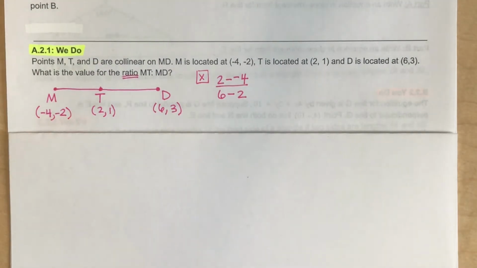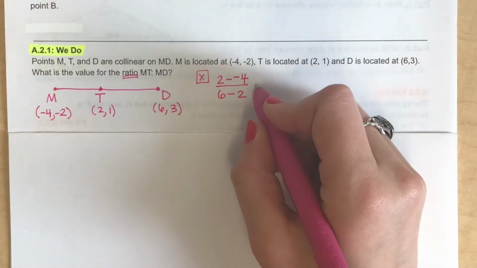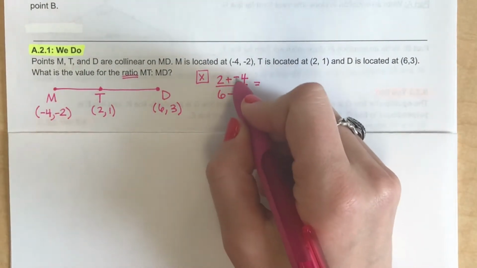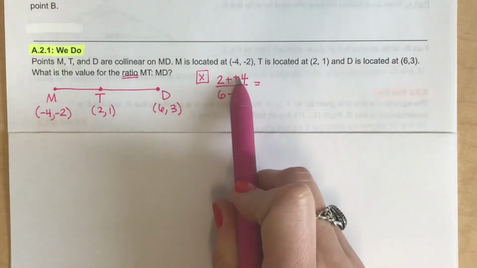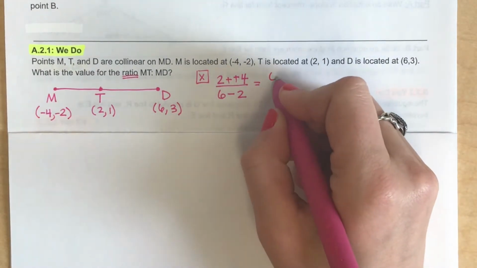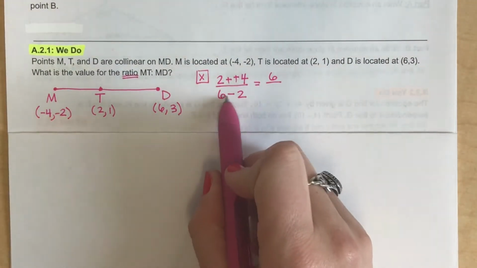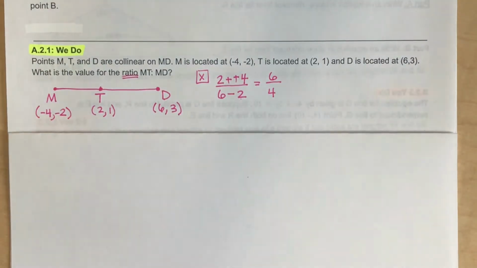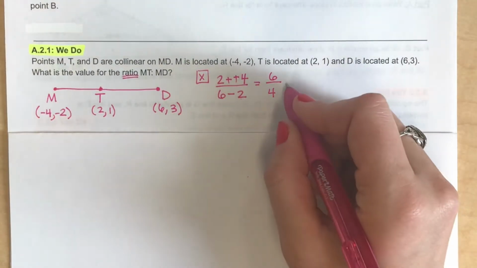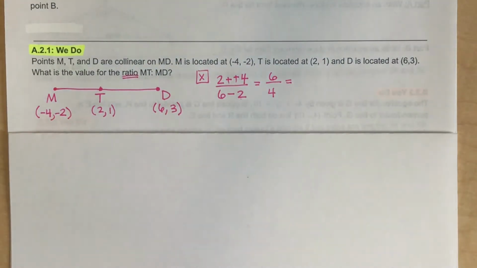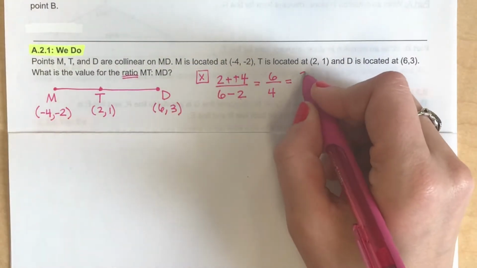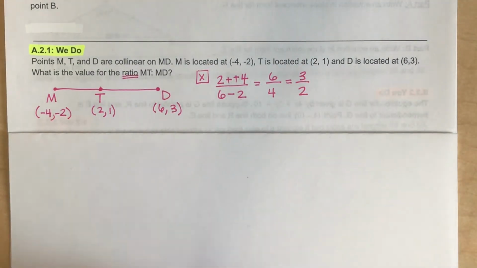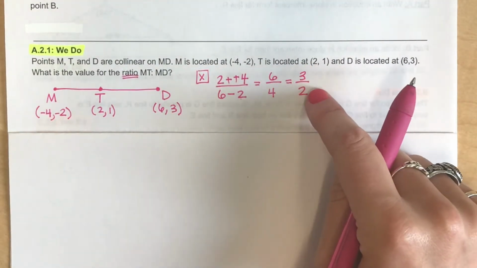Now I don't have to set that equal to a ratio because that's what I'm trying to find. So now I'm just going to do a little bit of math here. Minus a negative really becomes a positive. 2 plus 4 equals 6. 6 minus 2 equals 4. My ratio is 6 to 4. Now I'm going to reduce it just a little bit. I can divide both of those by 2. So I can do 3 to 2 is my ratio of part to part.